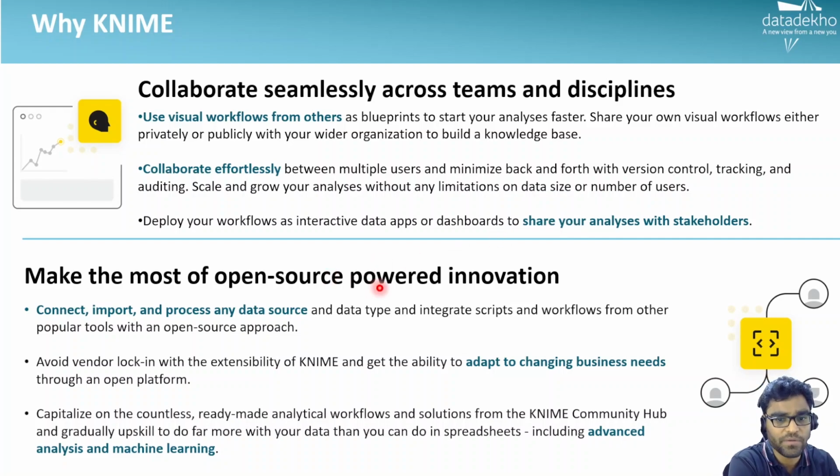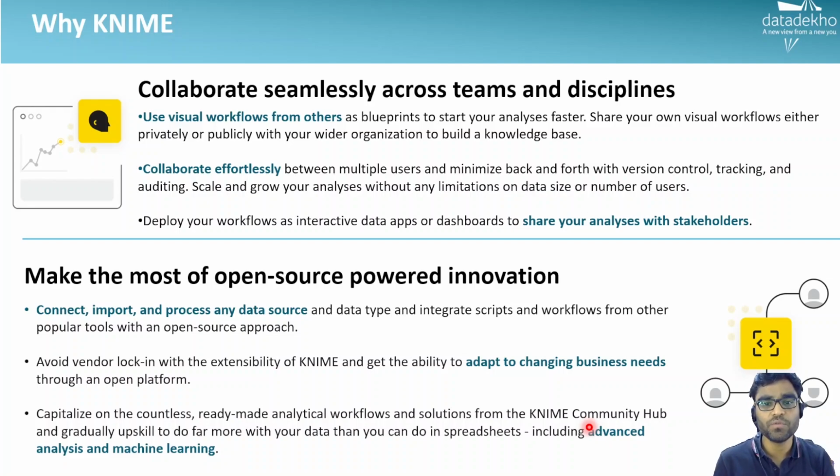And make the most of open source powered automation, because you can connect, import, and process any data sources, and you can adapt to changing business needs, because you get updates on KNIME. Whenever there is something new happening in AI, KNIME has some AI nodes as well, which you can also use. It also has capabilities of advanced analytics and machine learning. Some ETL tools like Power Query and Power Automate don't have advanced analysis and machine learning capabilities, but in KNIME or Alteryx you have that capability.